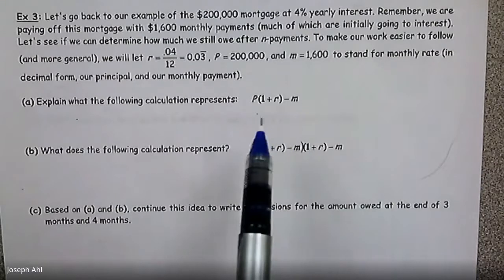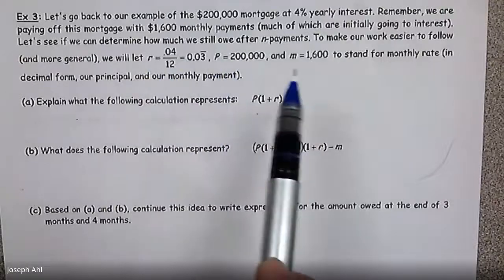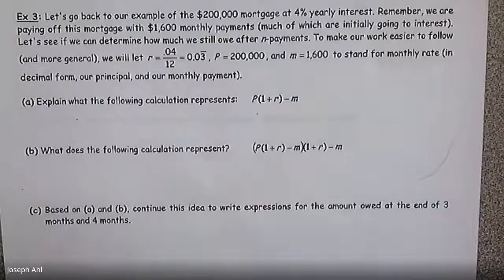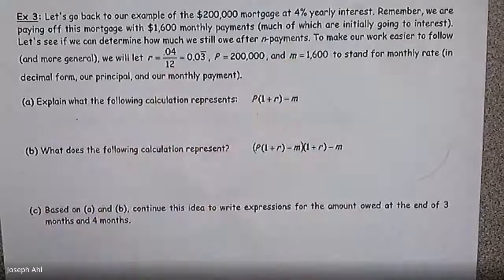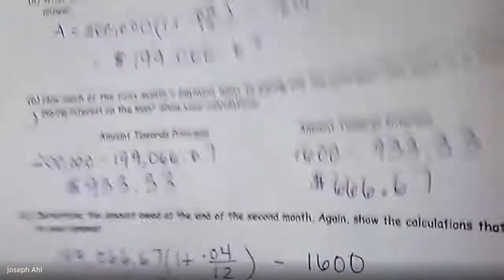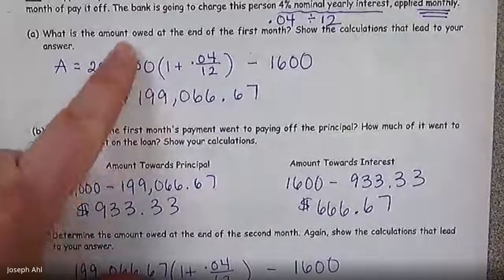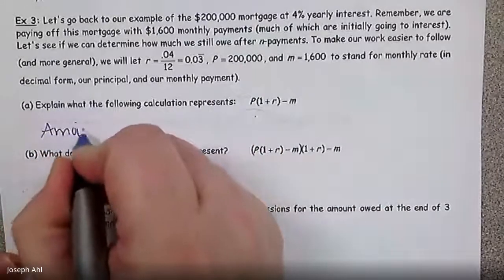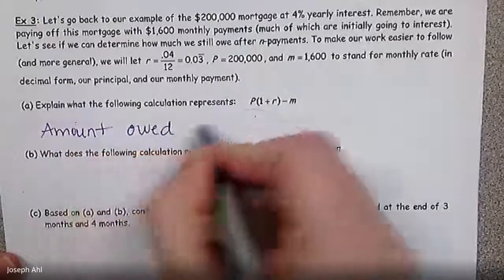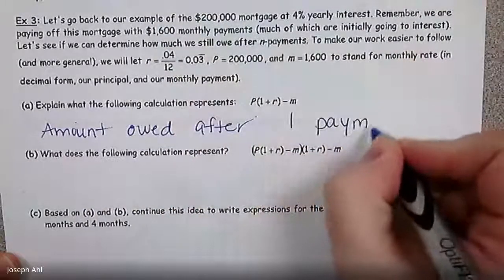So explain what this calculation means. If I do P times 1 plus R, and then I subtract M, what is that representative of? So if I did 200,000 times 1 plus the rate, subtract the monthly payment from that, that's what we did on the first page, isn't it? That was this right here. So what does that calculation result in? It's the amount owed after one payment has been made.